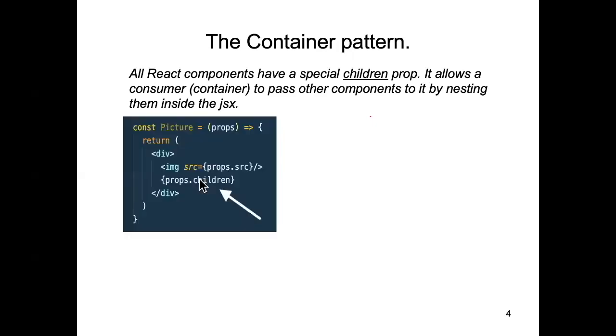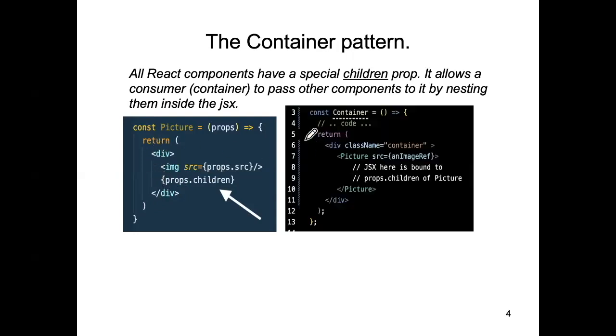Here's an example of a reusable component in this context, which I've called the picture component. If you look at the JSX of this picture component, you see that within the JSX, it's referring to props.children. So whatever that expression returns, which hopefully is JSX, that JSX is included in the overall output of picture. On the right, I'm showing you a consumer of the picture component. In other words, it's using it. And so here's where it uses the picture.